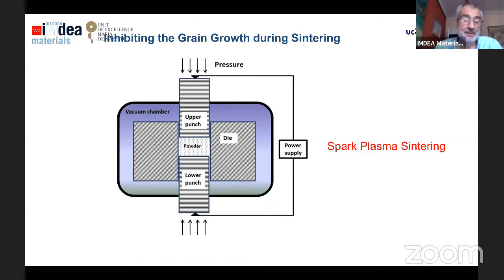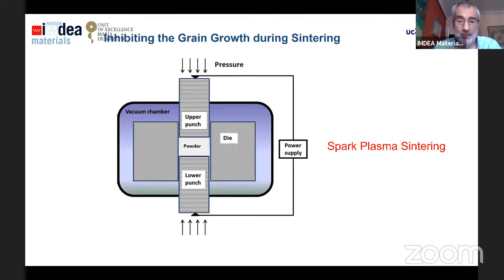Of course, I mentioned the day before also spark plasma sintering. Here we activate the sintering for different reasons. We are applying pressure and temperature simultaneously, but we inhibit the grain growth because spark plasma sintering heats up in a very fast way, and the dwell time that we maintain the sample at high temperature is very short.